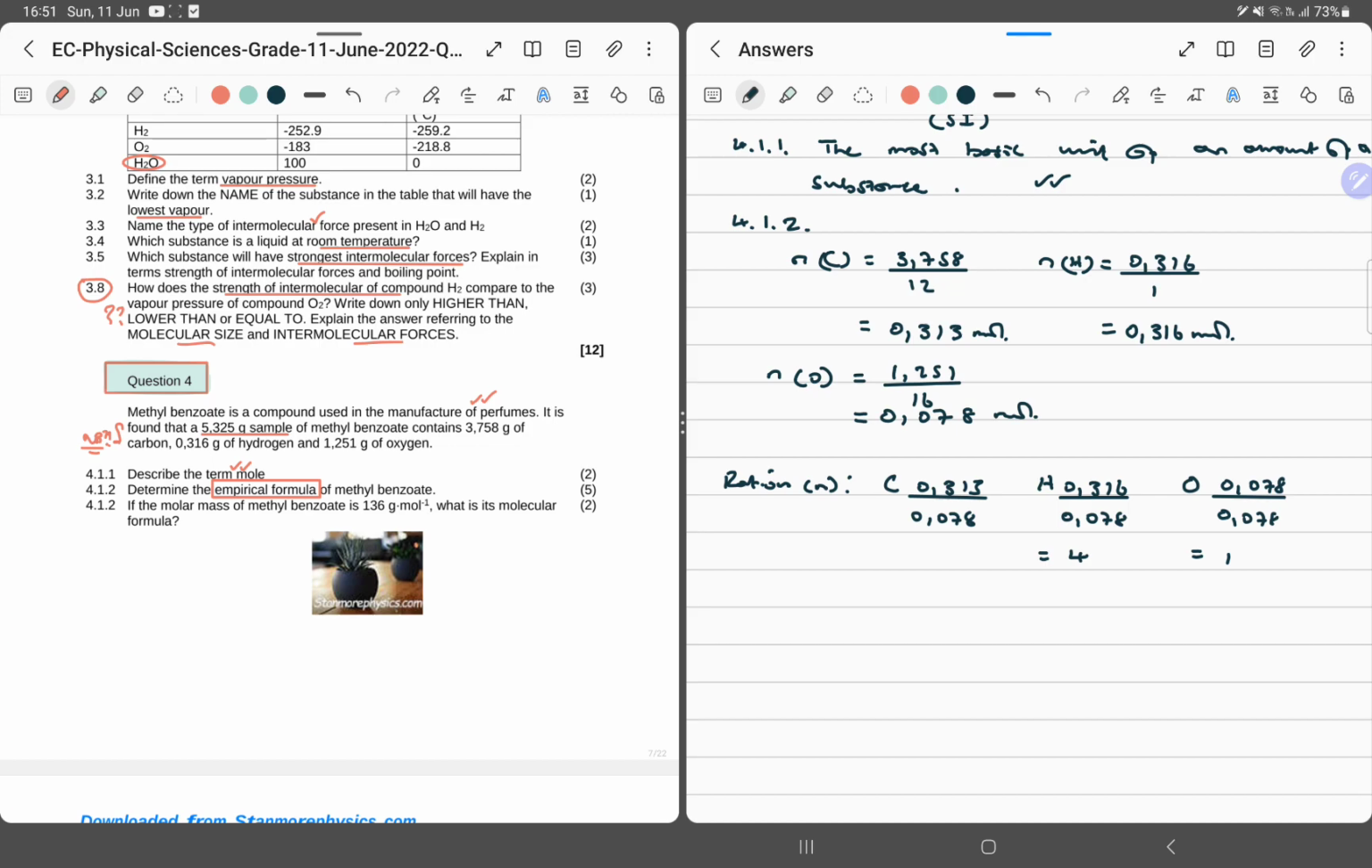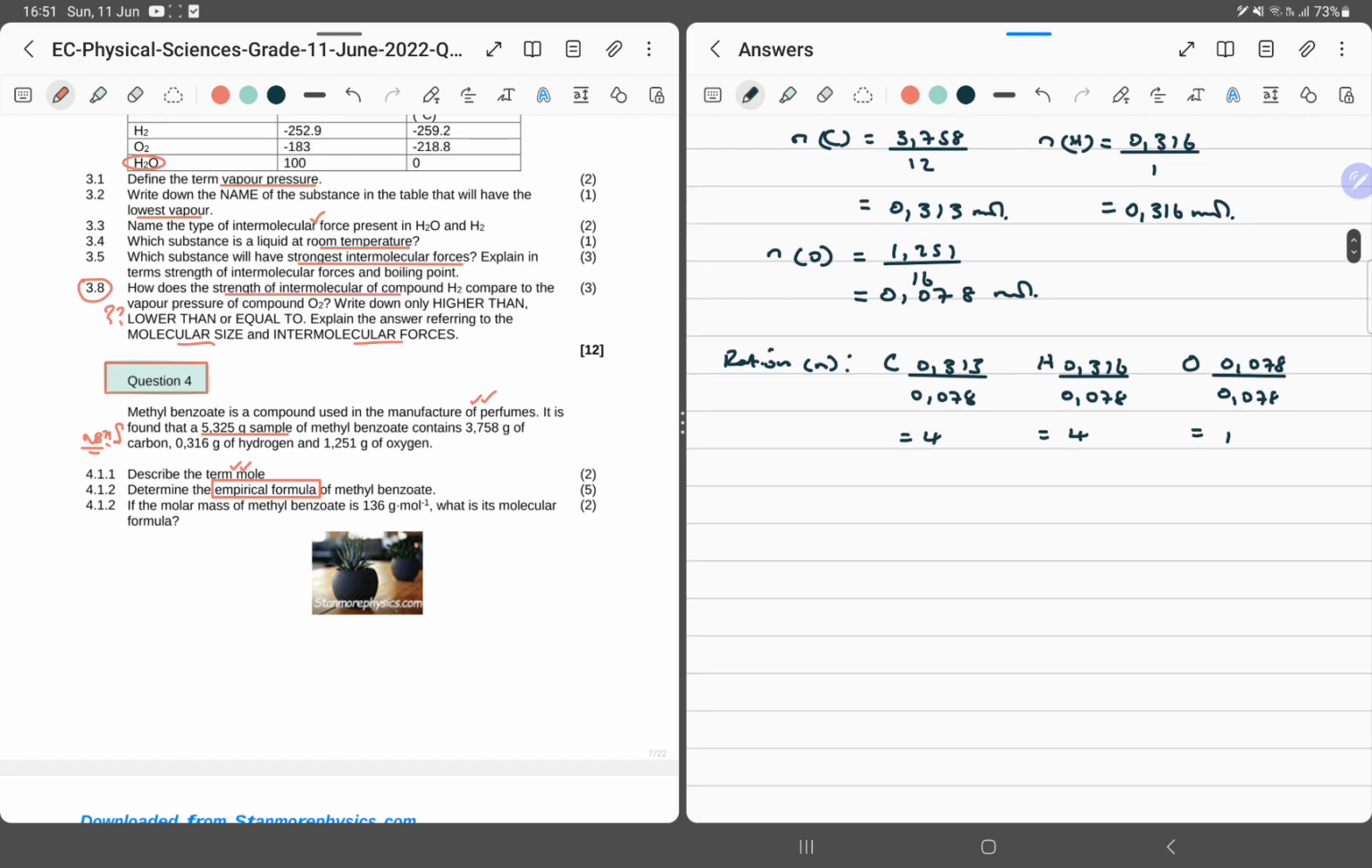That is also 4. So of course the molar ratio now is 4 is to 4 is to 1. So we can say therefore the empirical formula is C4H4. That is the most basic molar ratio unit for that particular molecule.